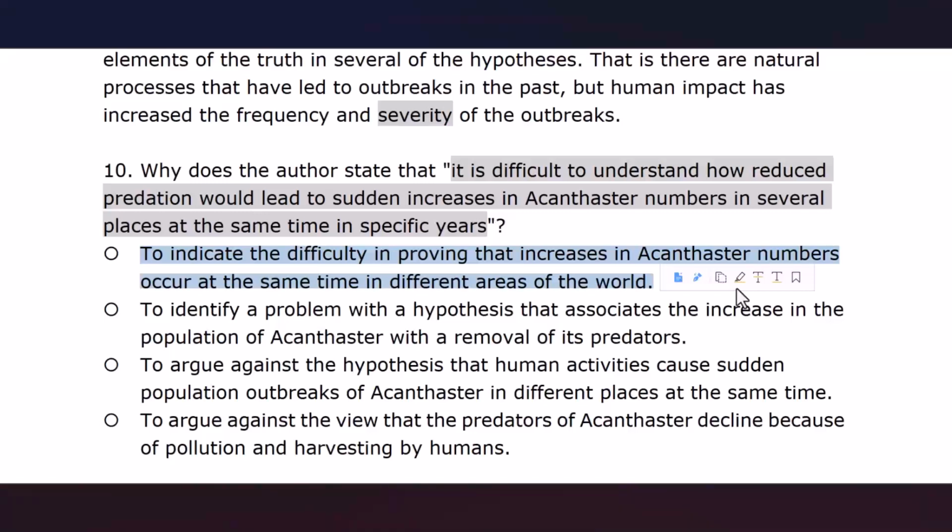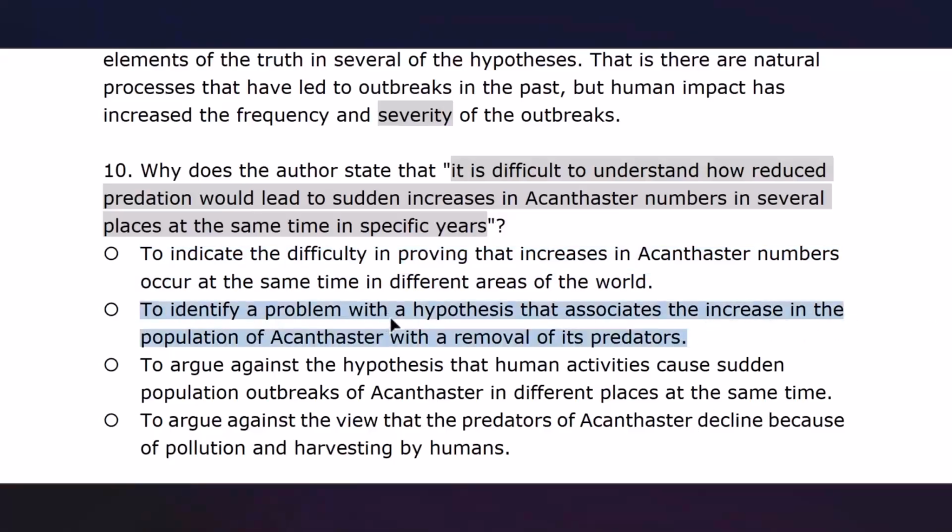He just wants to show that there is a difficulty, and that difficulty makes a problem to accept this group of hypotheses. Option 2, to identify a problem with a hypothesis that associates the increase in the population of acanthaster with the removal of its predators. This option seems in agreement with the author's intention of citing the highlighted sentence. So we keep this option as our candidate and go for checking the remaining 2 options.